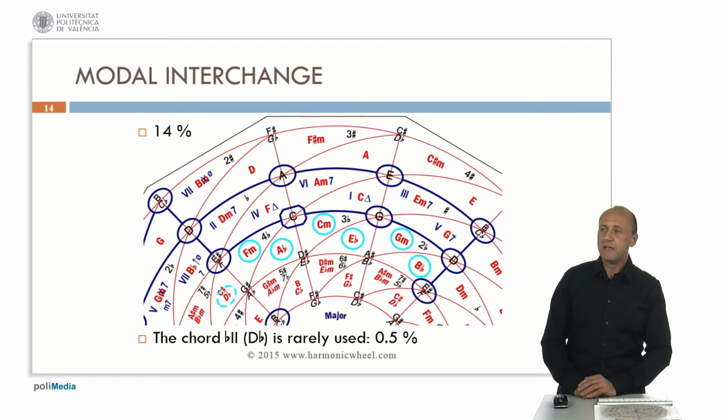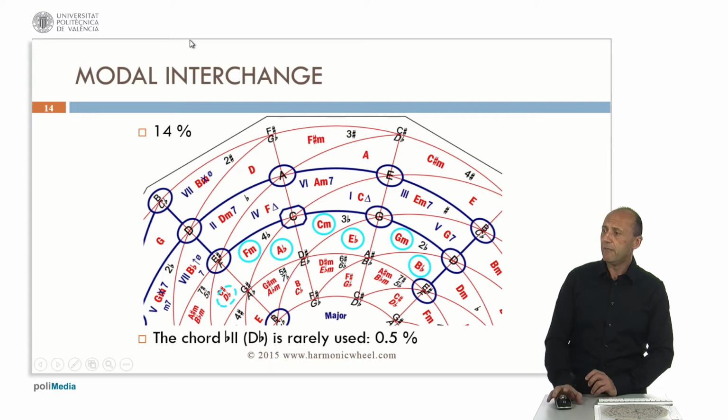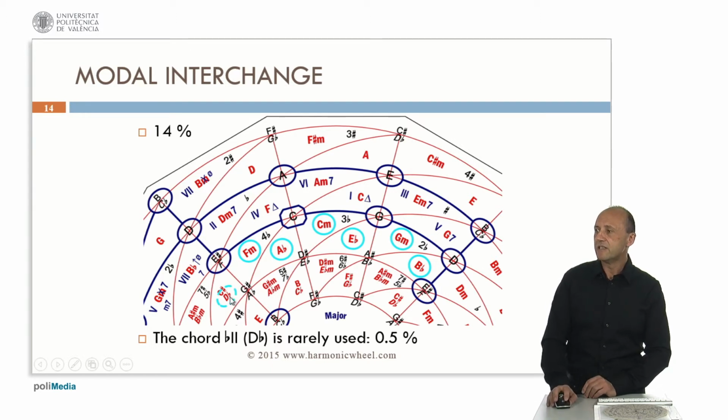If we are in C major, the modal interchange chords are those belonging to its parallel mode, that is, C natural minor. Those chords are placed just below the big rectangle on the harmonic wheel. The chord D flat major, which is represented here with a dashed line, is rarely used, only 0.5% of the time.